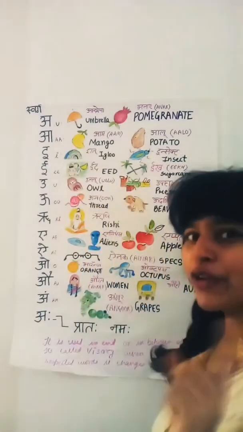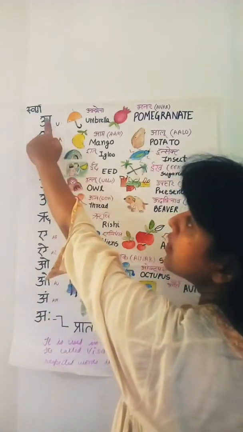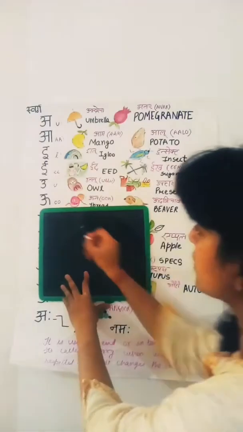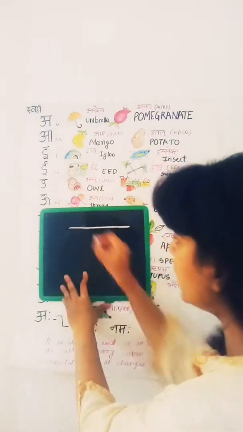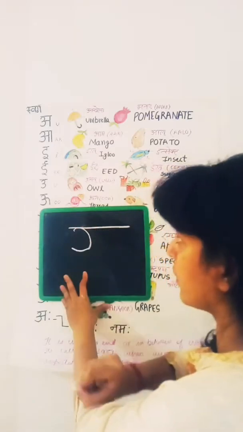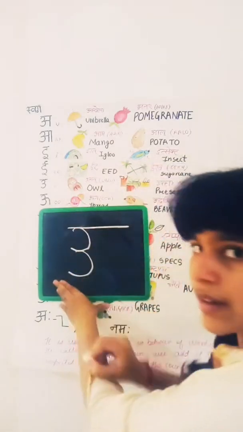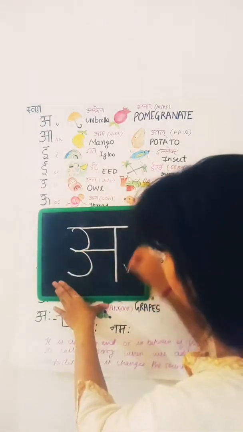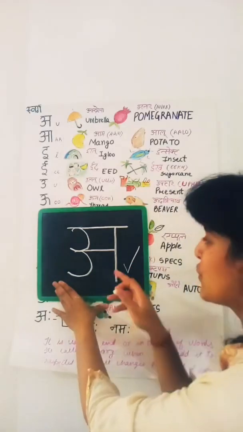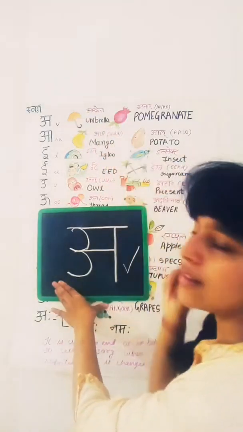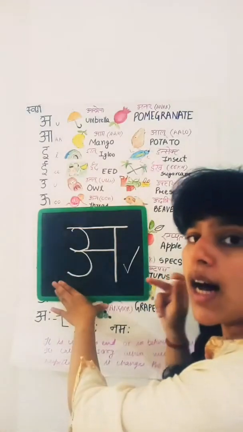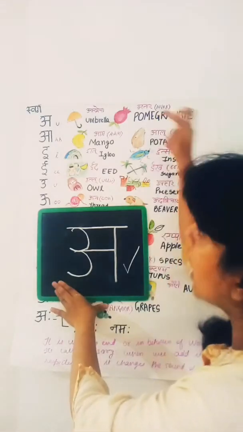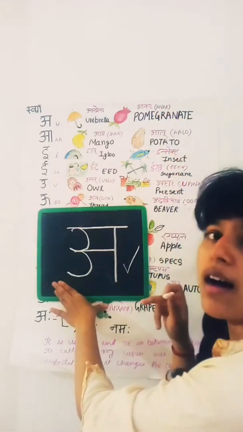Okay, so let's start with your first letter, A. So how do we write A? First, we make a horizontal line. We make a half circle. We make another half circle. We make another horizontal line and then a vertical line. And the letter is complete. It's called A. A for umbrella. A for anar.